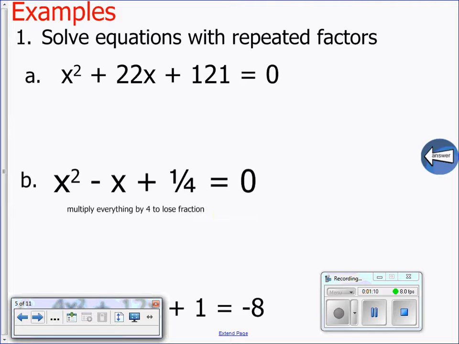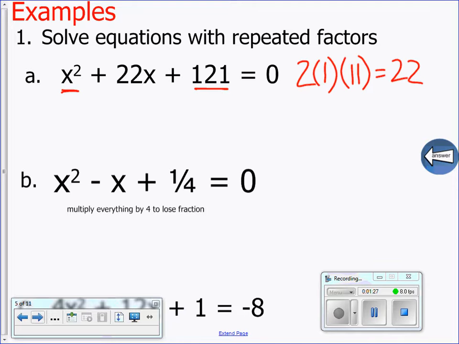All right, so here's one with repeated factors. Let's make sure that this is a perfect square trinomial. Perfect square, yes. Perfect square, yes. 2 times the square root of the first one times the square root of the second one. 2 times 1 times 11 is 22. So it is a perfect square trinomial. So this becomes x plus 11 squared equals 0.